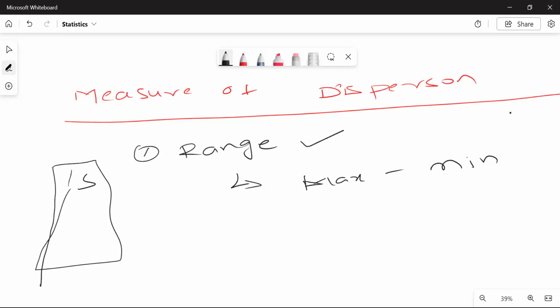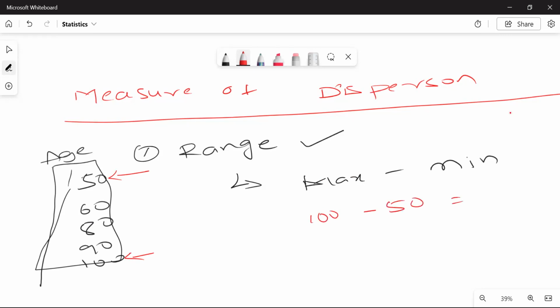So this is my age variable. The age variable could have some kind of data: 50, 60, 80, 90, and 100. Within this one, what is the smallest value and what is the maximum element from this age variable? Here the max is 100 and the minimum element is 50, right? So 100 minus 50 is 50 actually. The range is 50.